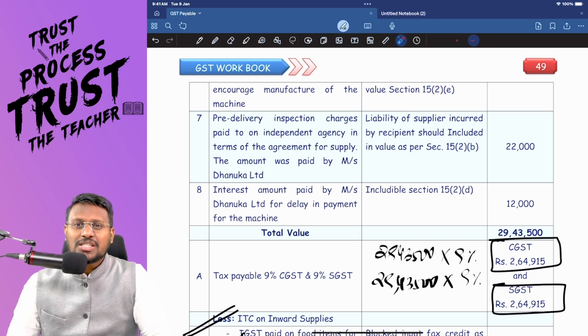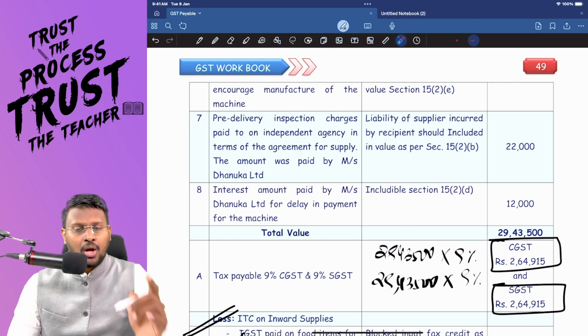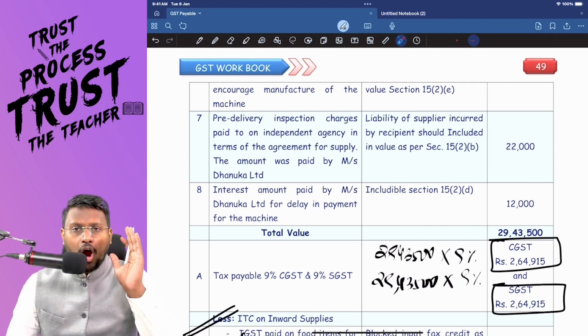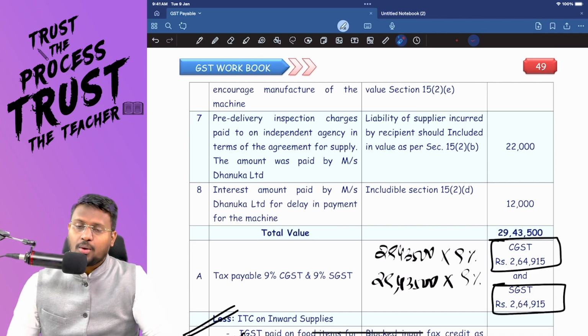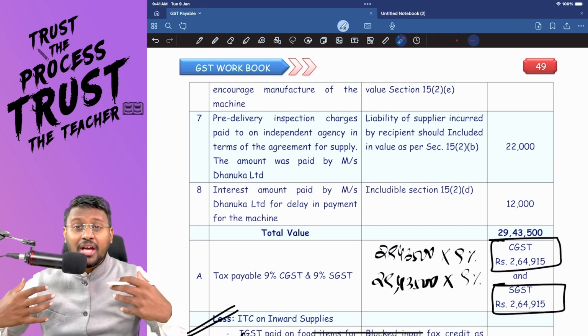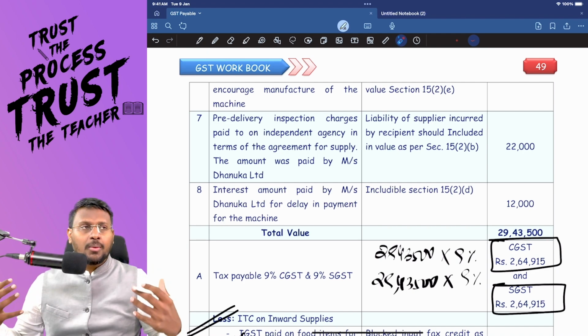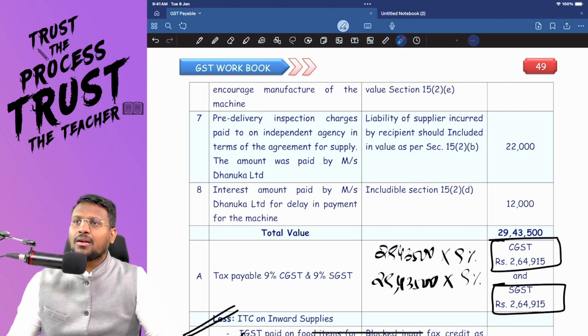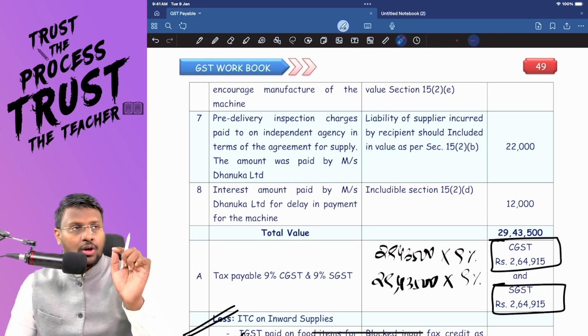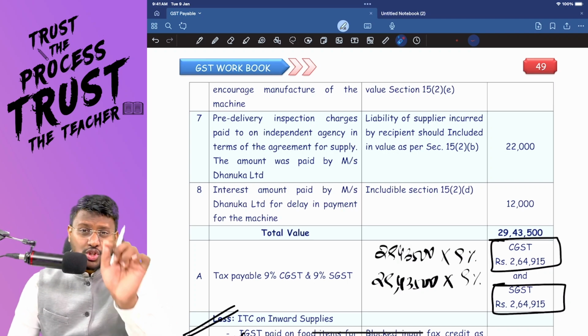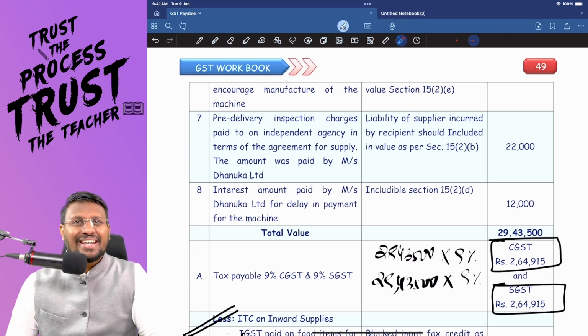So D stands for delayed payment of consideration. What is clause A? All taxes other than GST. What is clause B? Amount incurred by the recipient on behalf of the supplier. What is clause C? We have to check whether the amount incurred by the supplier is incidental or not. What is clause D? Delayed amount paid by the recipient for delayed payment of consideration. What is clause E? Subsidy.